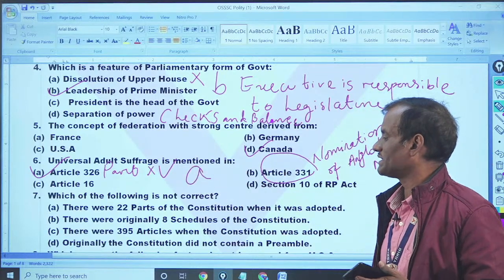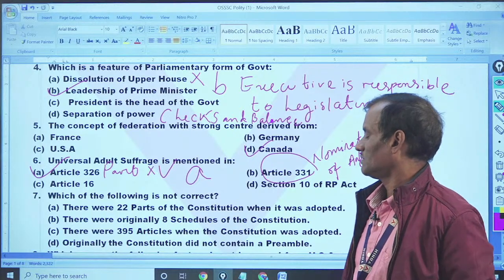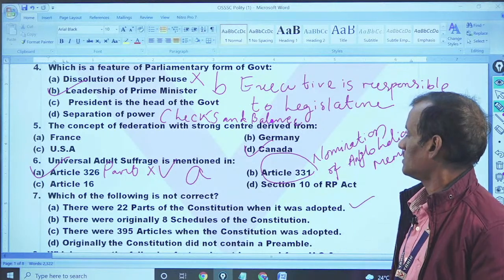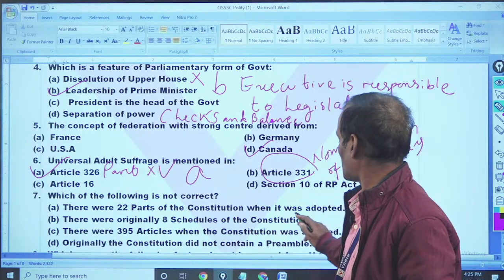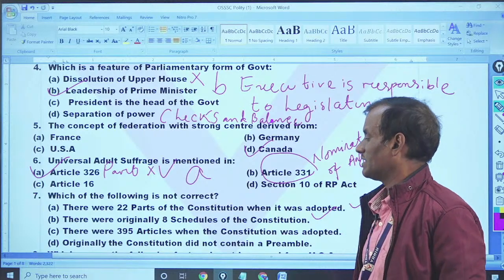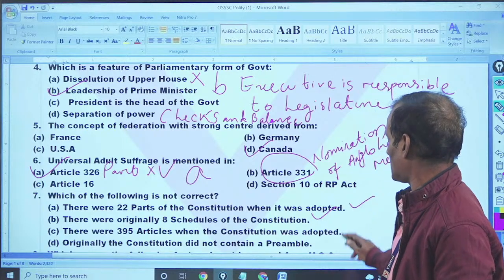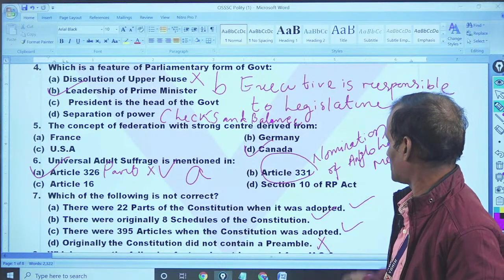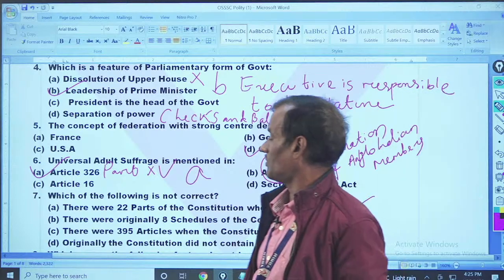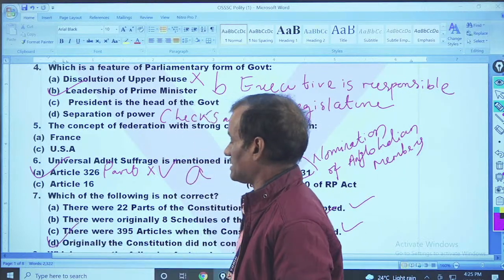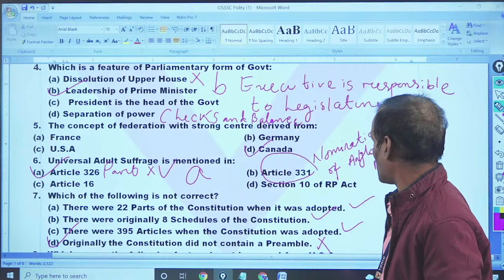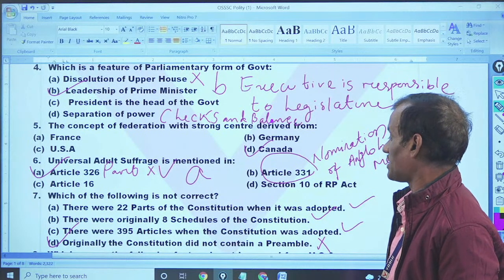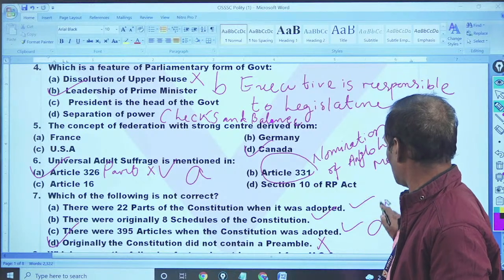Which of the following is incorrect? There were 22 parts of the constitution when it was adopted. Correct. There were originally 8 schedules of the constitution. Correct. There were 395 articles when the constitution was adopted. Correct. Originally the constitution did not contain a preamble. Wrong. There was a preamble since the beginning and preamble was adopted on 26 November 1949 separately and it was the last thing to be adopted in the constitution. So answer is D.